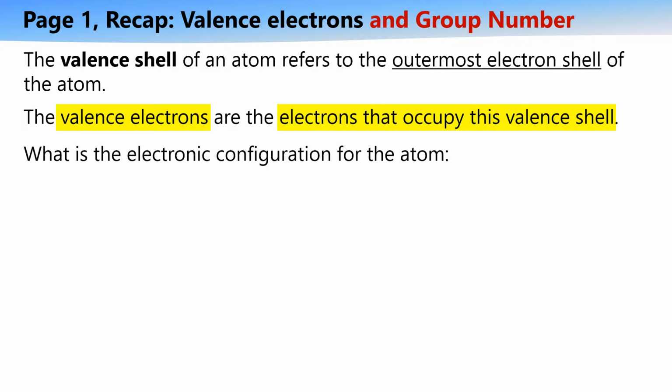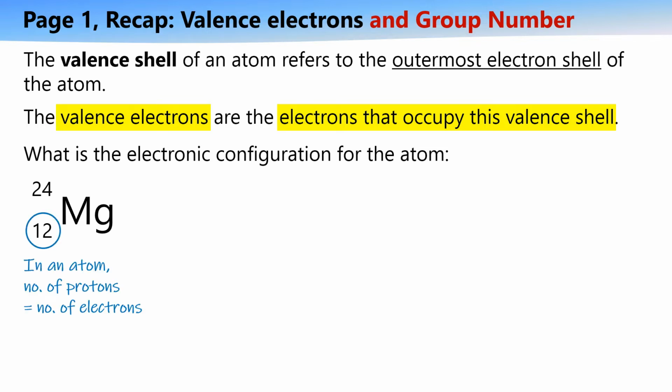So what is the electronic configuration for the atom Mg 24 12? This is the magnesium atom. As we have covered just now, what number do we look at to find out how many electrons are there in the atom? We look at the smaller number, because in an atom, the number of protons is equal to the number of electrons, and the smaller number is the proton number. So magnesium has 12 electrons.